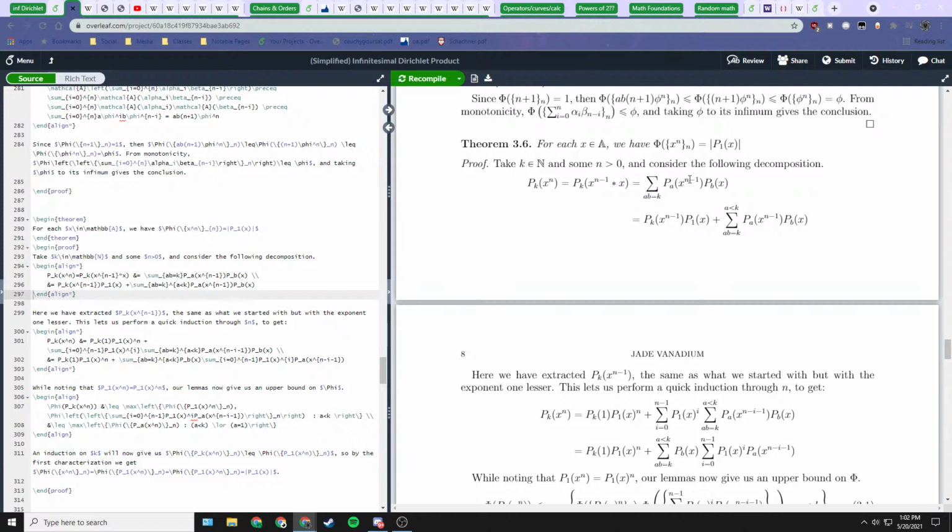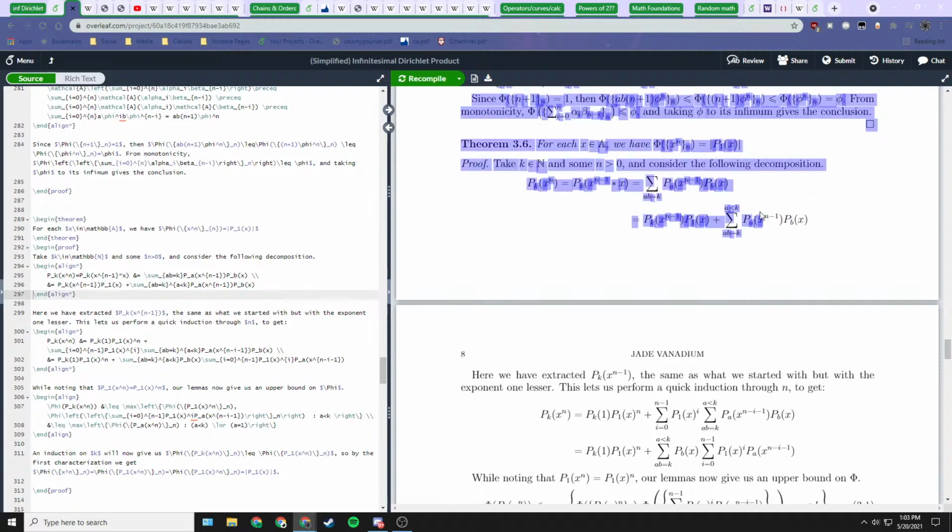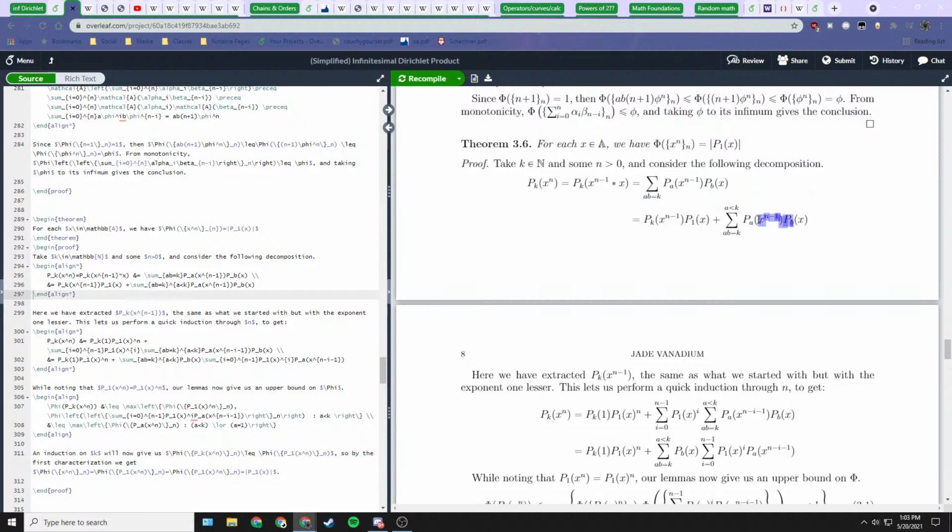And then we just take out the term where a is equal to k. Because this is running through all divisors a, b which multiply up to k, we can just take out the term where a equals k. And that gives us this expression, plus this other remaining summation. But here, we started with the kth projection of x power n, and we ended with the kth projection of x power n minus 1.